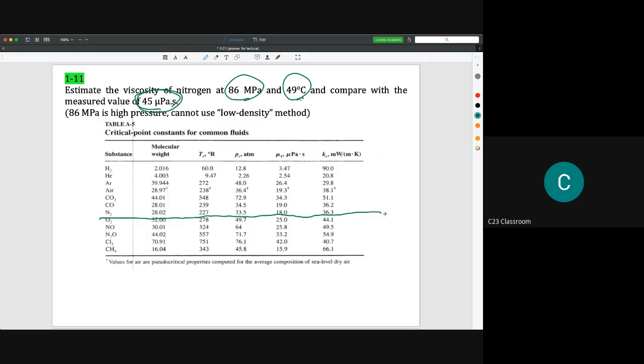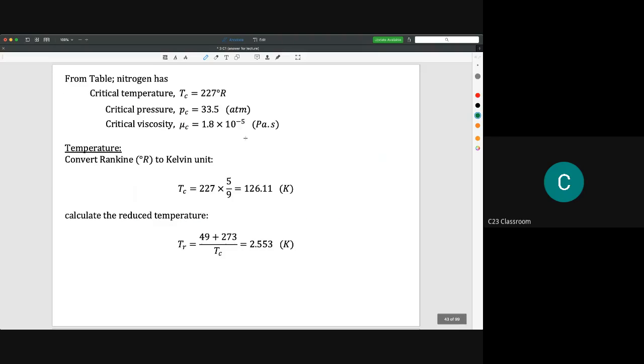So this is the parameter, and this is the critical point constant for a common fluid. The idea is that this is a representative value that you could use in a common solution. Okay, and then we know the temperature. From the table, the critical temperature of nitrogen is 22 degrees Rankine. Then we have the critical pressure 33.5, and this is the critical viscosity.